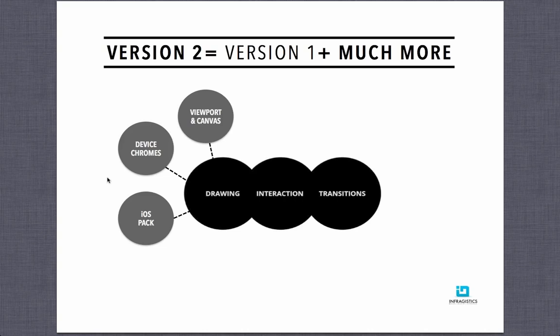Then we added the capability to show device chromes. Although it looks like a superficial thing, I'll show you shortly that device chromes are also a way in which we tell Indigo Studio that you're designing for an iPhone, an iPad, or some kind of generic phone or tablet device.